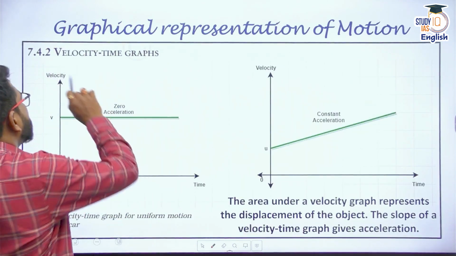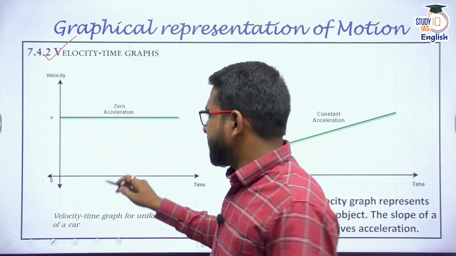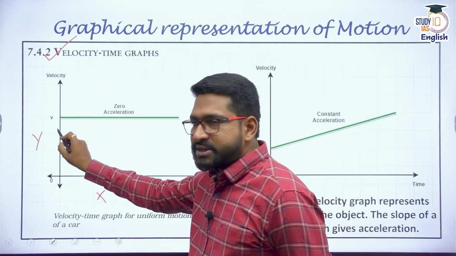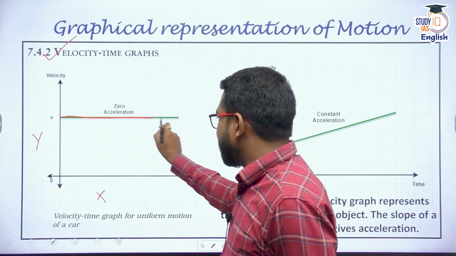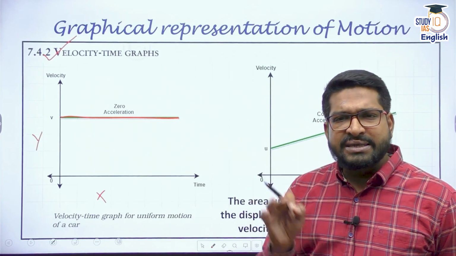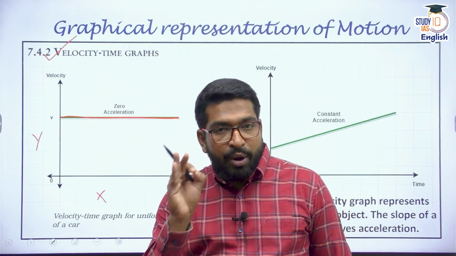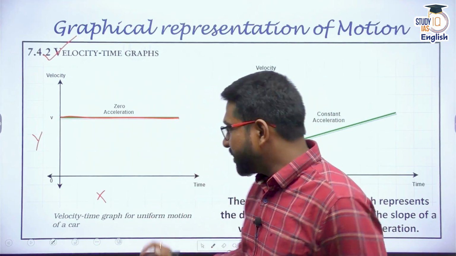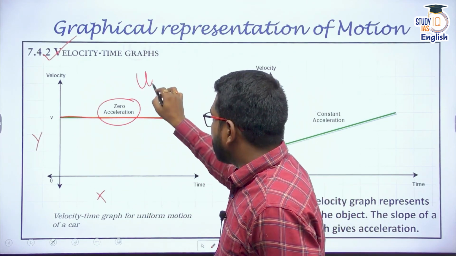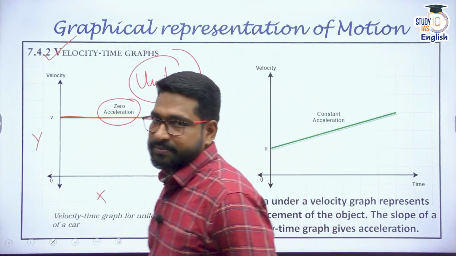We can also create a velocity time graph, right? Velocity to be drawn on the y-axis and time to be drawn on the x-axis. Now when I draw this, and if it is a horizontal straight line, that means the velocity is not changing with time. The velocity is remaining exactly the same, meaning it is a concept of uniform motion. If it is uniform motion, that means there is zero acceleration. Now this is a graph for uniform motion. Zero acceleration, it's not accelerating.